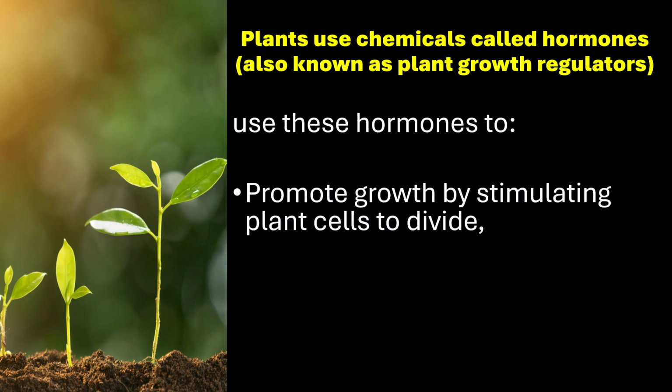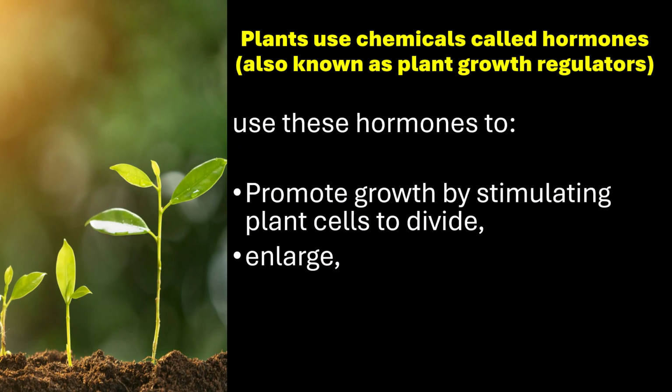But then, one thing we need to know is that we human beings have hormones in us, and animals also. Plants also do have it in a different way. They use these hormones to promote growth by stimulating plant cells to divide. Growth is made possible by the process of mitosis. So that is what plants use their hormones for, to stimulate plant cells to divide.